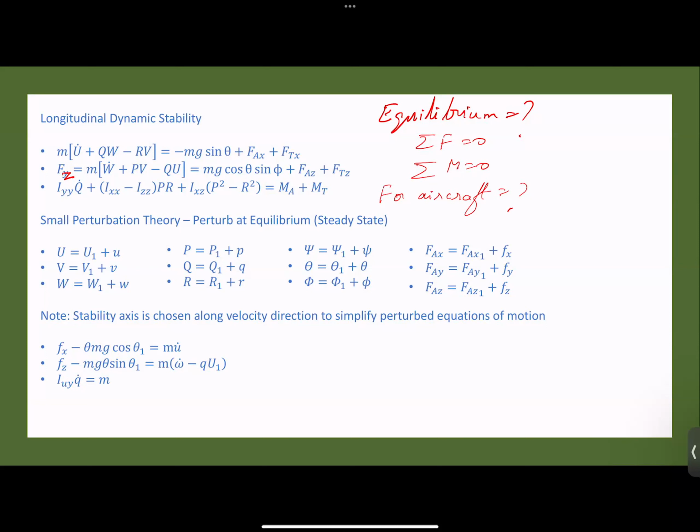What is trim? What is trim condition? Trim is the equilibrium point of an aircraft, right? So what is trim? Give me one example or somewhere we have used this. Okay, let's move on from here. We'll discuss this again in the next class. Just try to tell me the trim condition. What is trim?